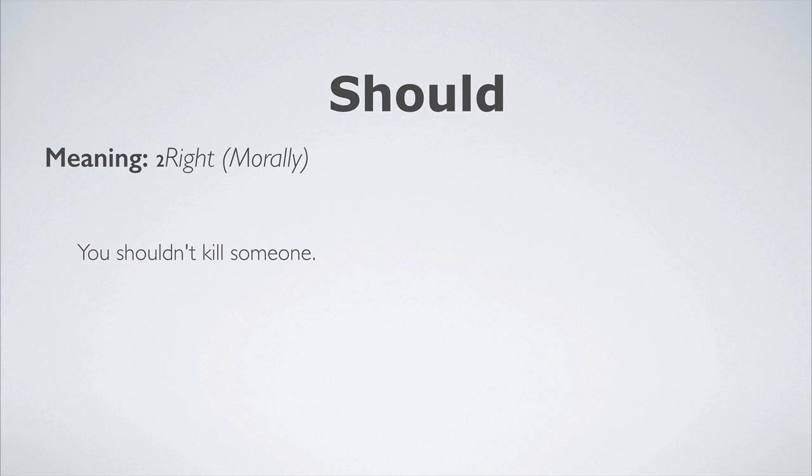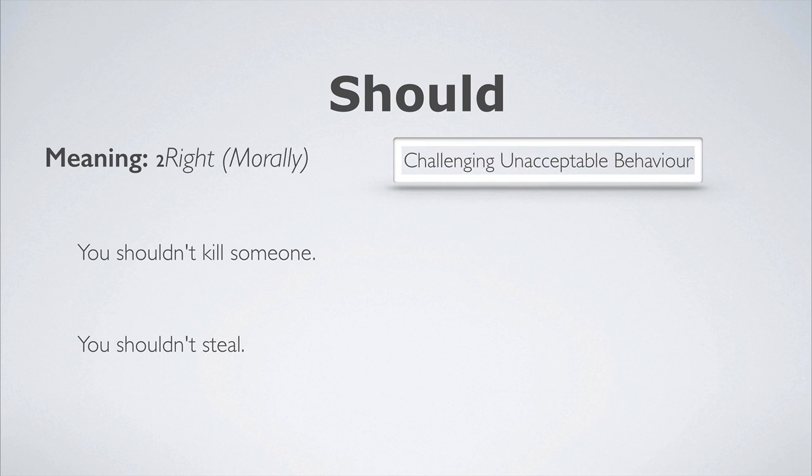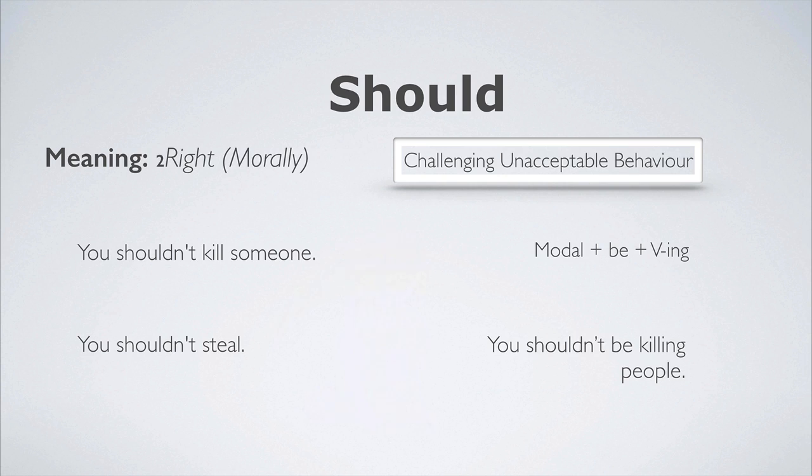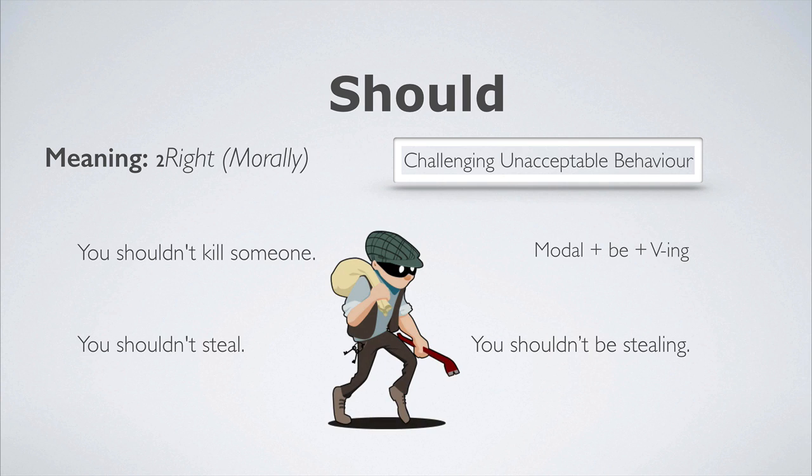Obviously, you shouldn't kill someone. Neither should you steal. Now imagine you see somebody doing something that is wrong and you want to challenge their unacceptable behavior. When doing this, it is common to use modal plus be plus verb ing. For example, "Excuse me, Mr. Death, you shouldn't be killing people." Or, "Excuse me, Mr. Burglar, you shouldn't be stealing."